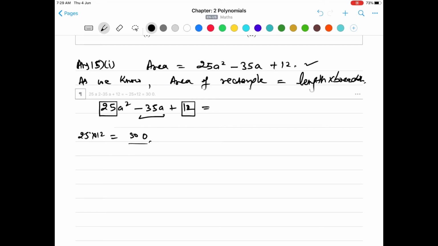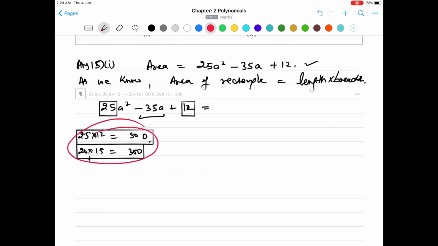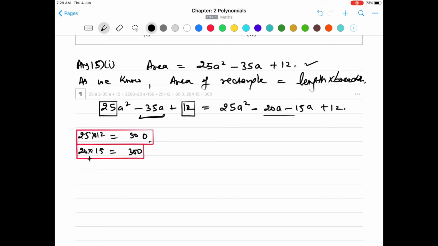Now we have to break 35 in such a way that the multiplication should be 300 and the addition will be 35. If we write them as 20 into 15, 20 into 15 is again 300, and 20 plus 15 is 35. This is for the rough work, not the fair work. Okay, so we can write it as 25a square, this minus 35 can be written as minus 20a and then minus 15a, both will be minus because the sum has to be with minus sign. Then we have plus 12.